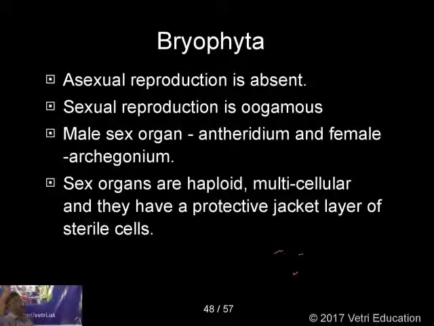Asexual reproduction is completely absent in this group. The sexual reproduction is oogamous, the fusion of the egg with the male gamete. The male sex organ is known as the antheridium, and the female sex organ is known as the archegonium. Sex organs are multicellular, and they have a protective jacket of a layer of sterile cells.